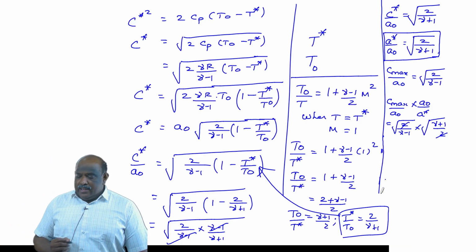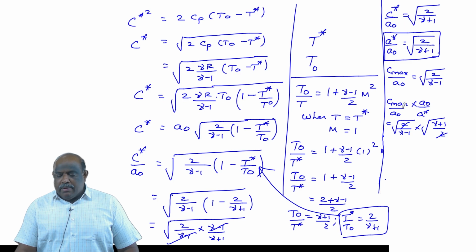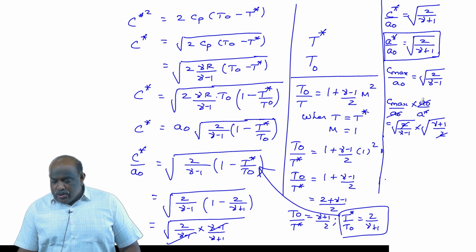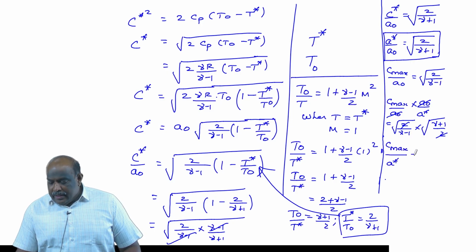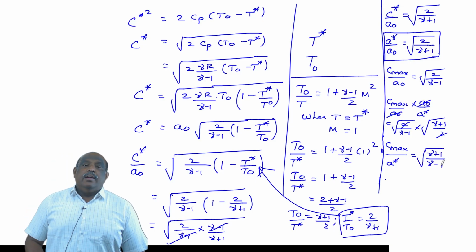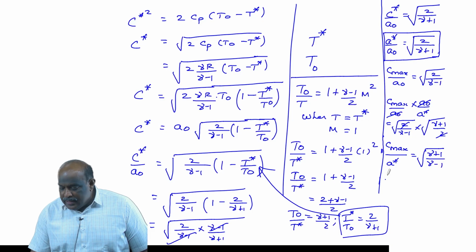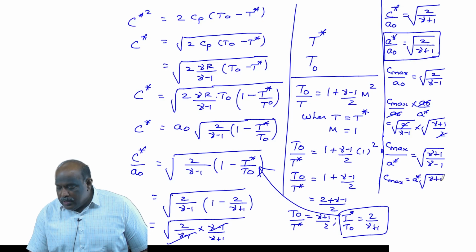Students, please listen here. When I multiply C max by A naught into A naught by A star, this A naught will get cancelled. So finally I will end up with what? C max by A star will be equal to square root of gamma plus 1 by gamma minus 1. From this, the value of C max is nothing but A star into square root of gamma plus 1 by gamma minus 1.